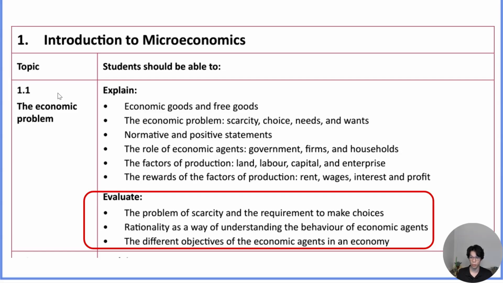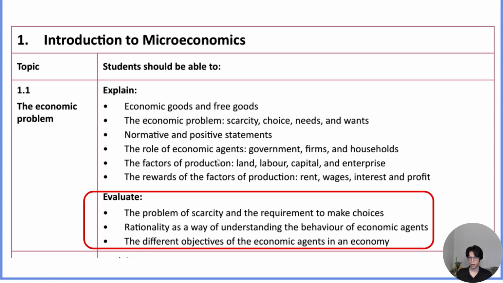This is topic 1.1, the economic problem, and an evaluate point on the specification is the problem of scarcity and the requirement to make choices. The exam board can ask an 8 marker, a 12 marker, a 15 marker, even a 25 marker on this individual point in the specification. And we will be going through a question related to this topic today.